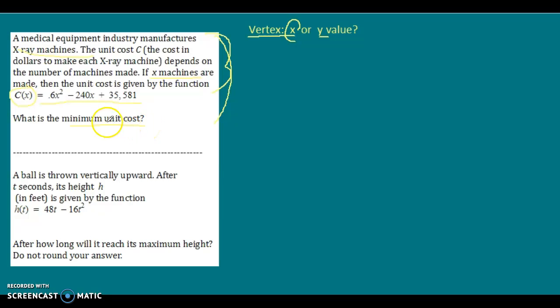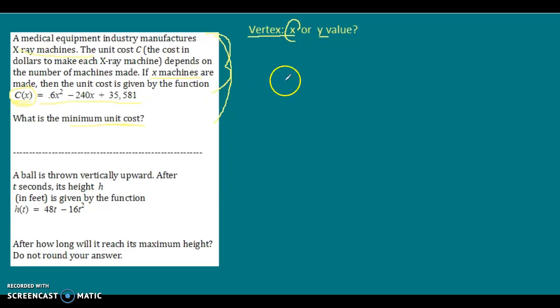So to do this, since the cost is what's normally represented by the y, we basically just want to find the y value of the vertex. And we're going to use all those same skills we used to find the vertex of a parabola. It's just going to be in this context. So if I'm going to figure out that minimum cost, I want the y value of the vertex, but of course I first need the x value of the vertex.